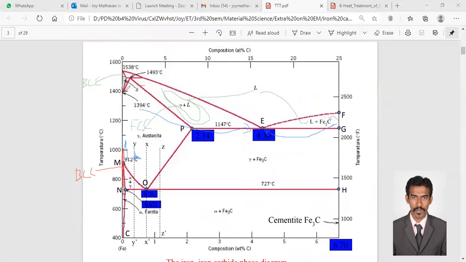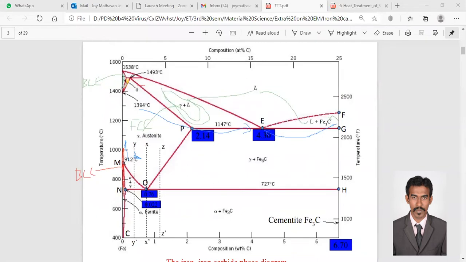So now we have delta Fe here, austenite here. This small region in between will be filled up with a mixture of delta and gamma. The region I am talking about is this yellow shaded region. This region will be filled up of gamma and delta, because it is in between these two.